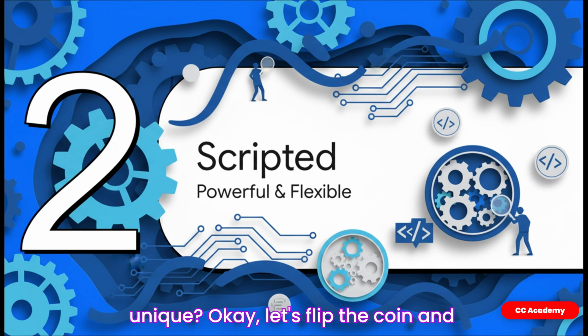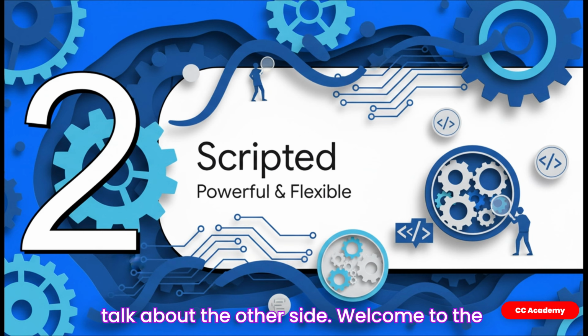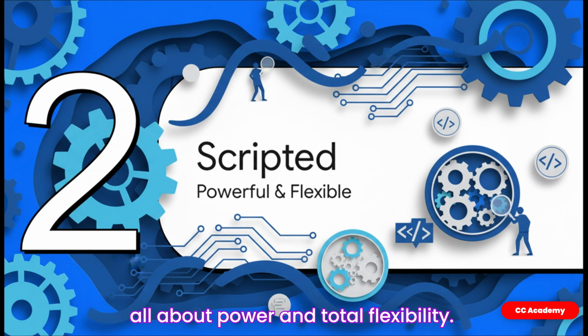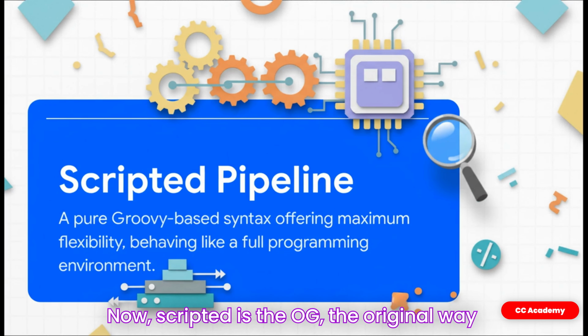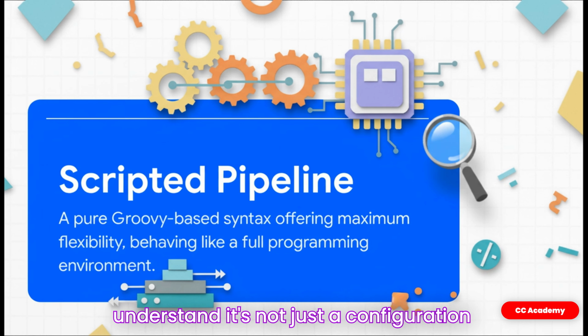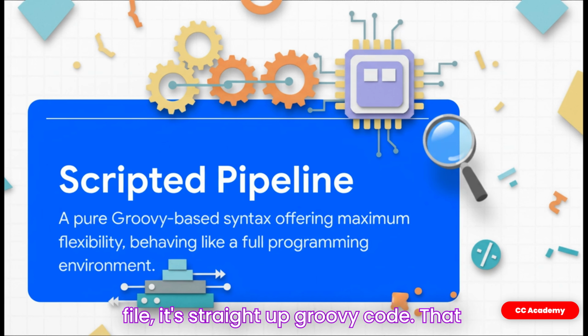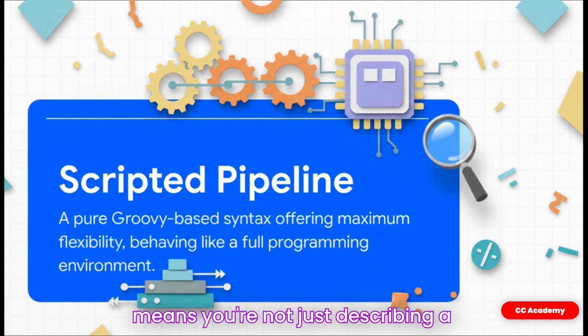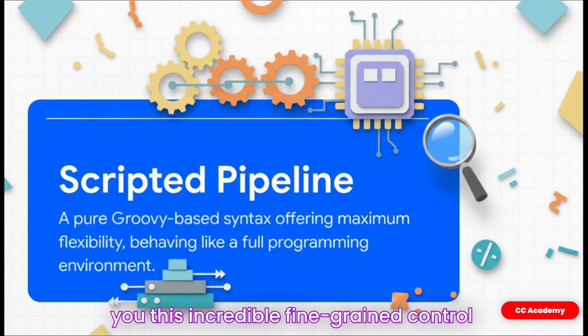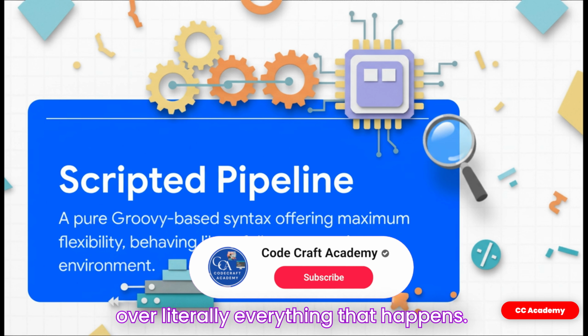Okay, let's flip the coin and talk about the other side. Welcome to the world of scripted pipelines, where it's all about power and total flexibility. Now, scripted is the OG, the original way of doing things. And you have to understand it's not just a configuration file, it's straight up Groovy code. That means you're not just describing a pipeline, you're programming it. It gives you this incredible fine-grained control over literally everything that happens.